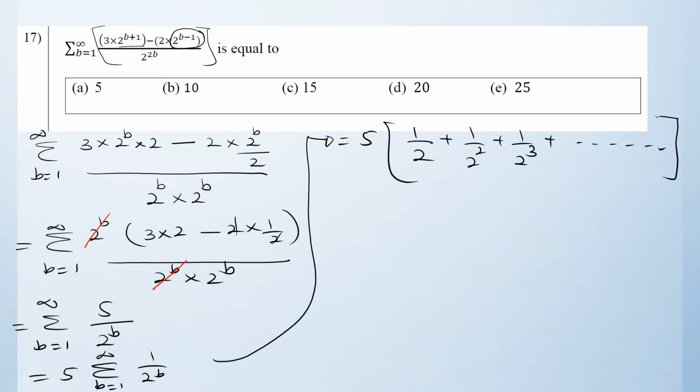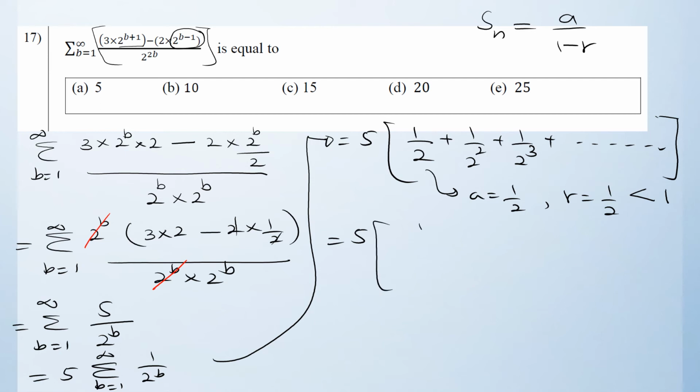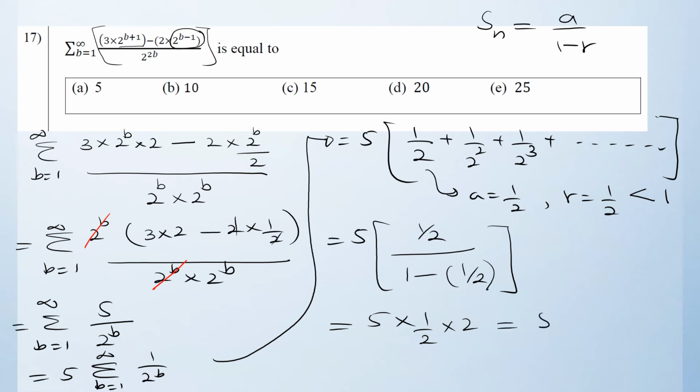So we can see this is a geometric series where a is equal to half and r is equal to half, and we can see r is less than 1. So we can get the summation of the infinite progression, as n goes to infinity, Sn will be equal to a over 1 minus r. So we can replace the terms. We have half here as a, 1 minus r is again half. By simplifying this, what we have is 5 into half into 2. Then we have 5. So the answer is A only.